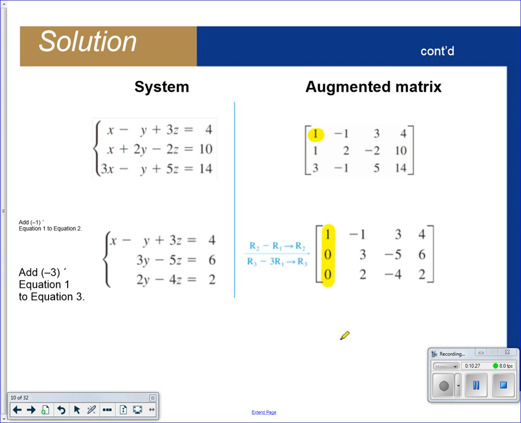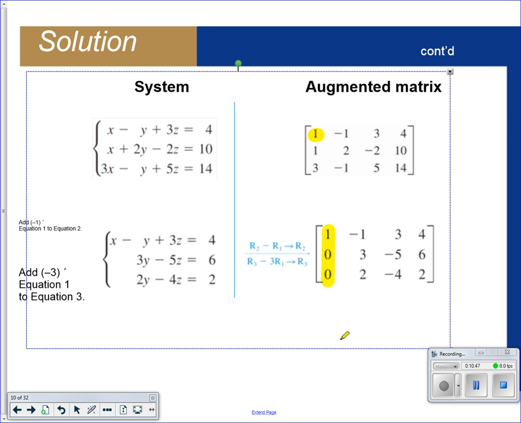In this case, you could do 2 steps at the same time. To get our 0 here, we did R3 minus 3 times R1. So R3 minus negative 3 times 1, or negative 3, you get 0. This would be negative 1 plus 3 because it's a negative times a negative, and then you get 2. For row 3, you'd have 5 minus 9, which would be negative 4. And the last one would be 14 minus 12, which is how we get 2.